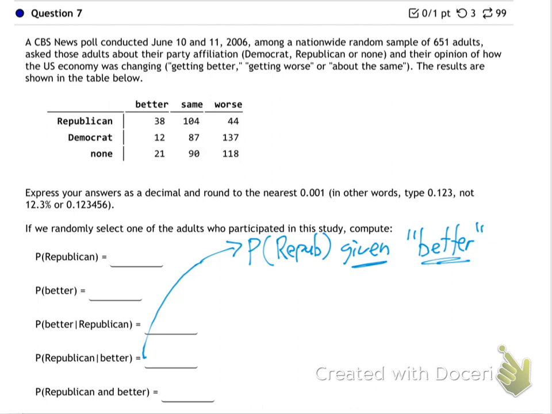So we're given the better. We know they're a person who thinks the economy's getting better. Whatever comes second, that's what you're given. That's what limits the pool. That's going to be the denominator, huh? The better is now the denominator. So how many think the economy's getting better? Whatever those add up to be, huh? 71. Good. It's got to be one of those 71 people we're talking about, because those are the only people that think the economy is getting better. So out of those 71 people, how many are Republicans? 38.